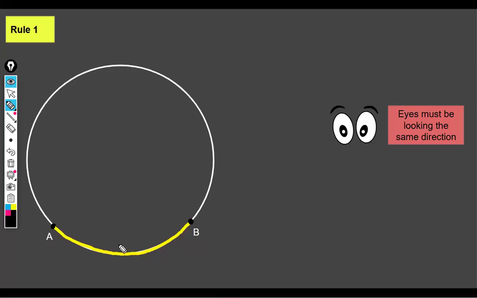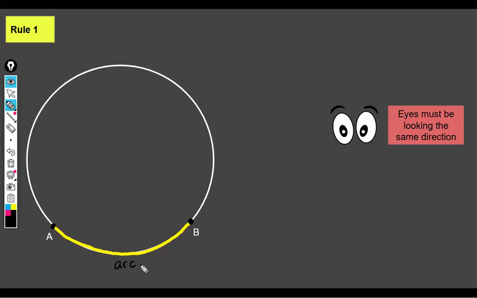Does everyone agree that that yellow line is an arc? Are we all in agreement with that? You can just raise your hands. Are we all in agreement that from A to B is only part of the circumference, better known as an arc? Now, here's what you're going to do.